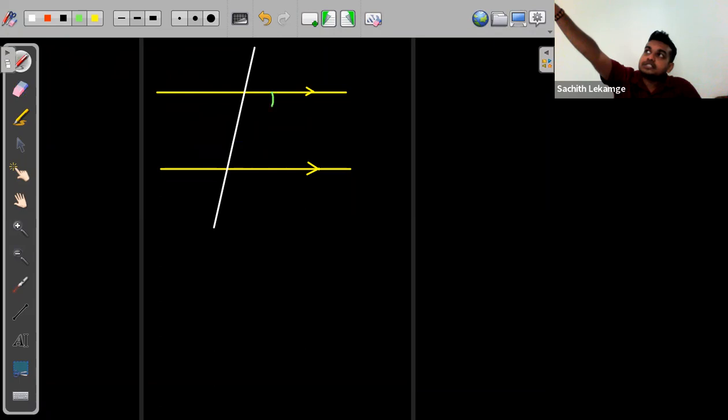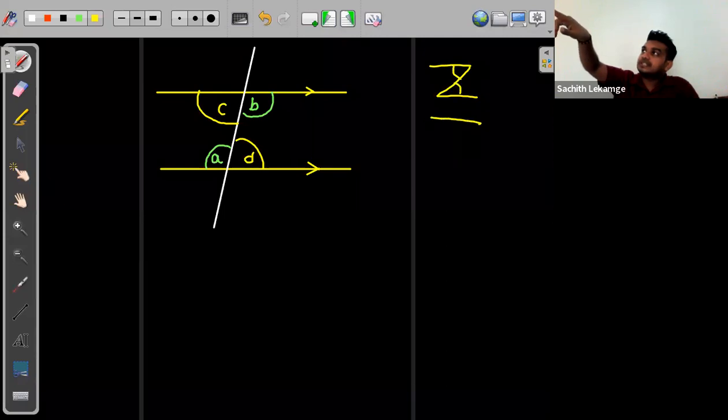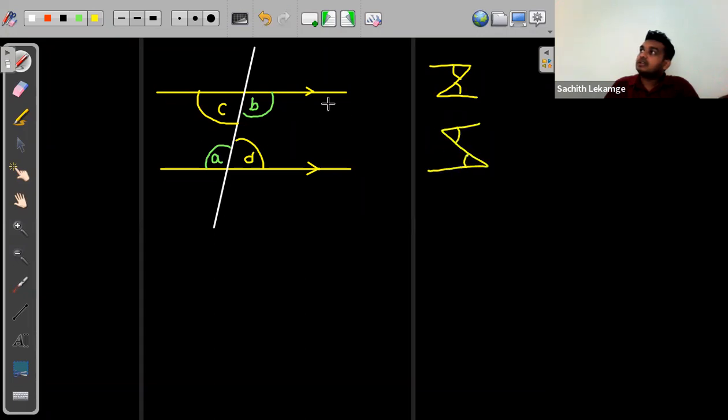Check this out. This one and this one, A and B, it's in a Z shape. And similarly, C and D. When you write the letter Z, these two angles, we can also write it the other way. A equals B, C equals D. We call them alternate angles.